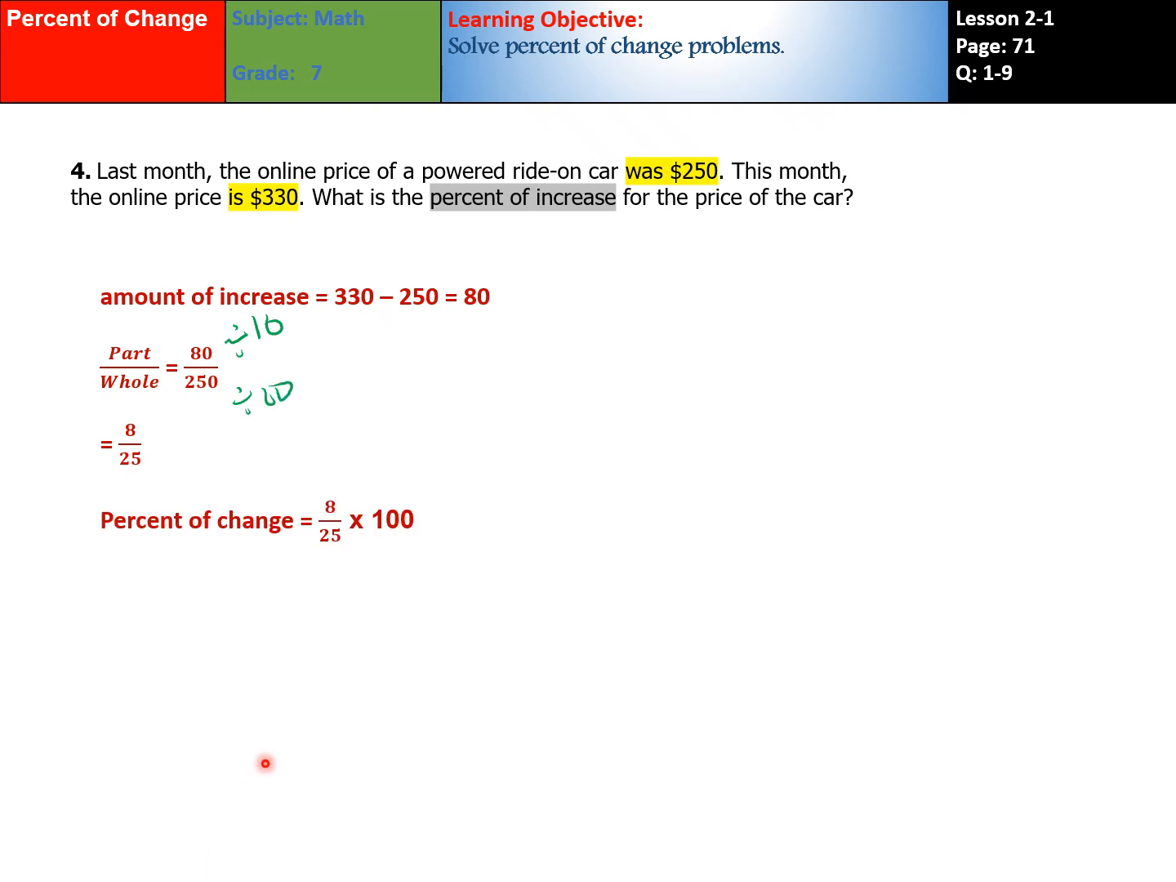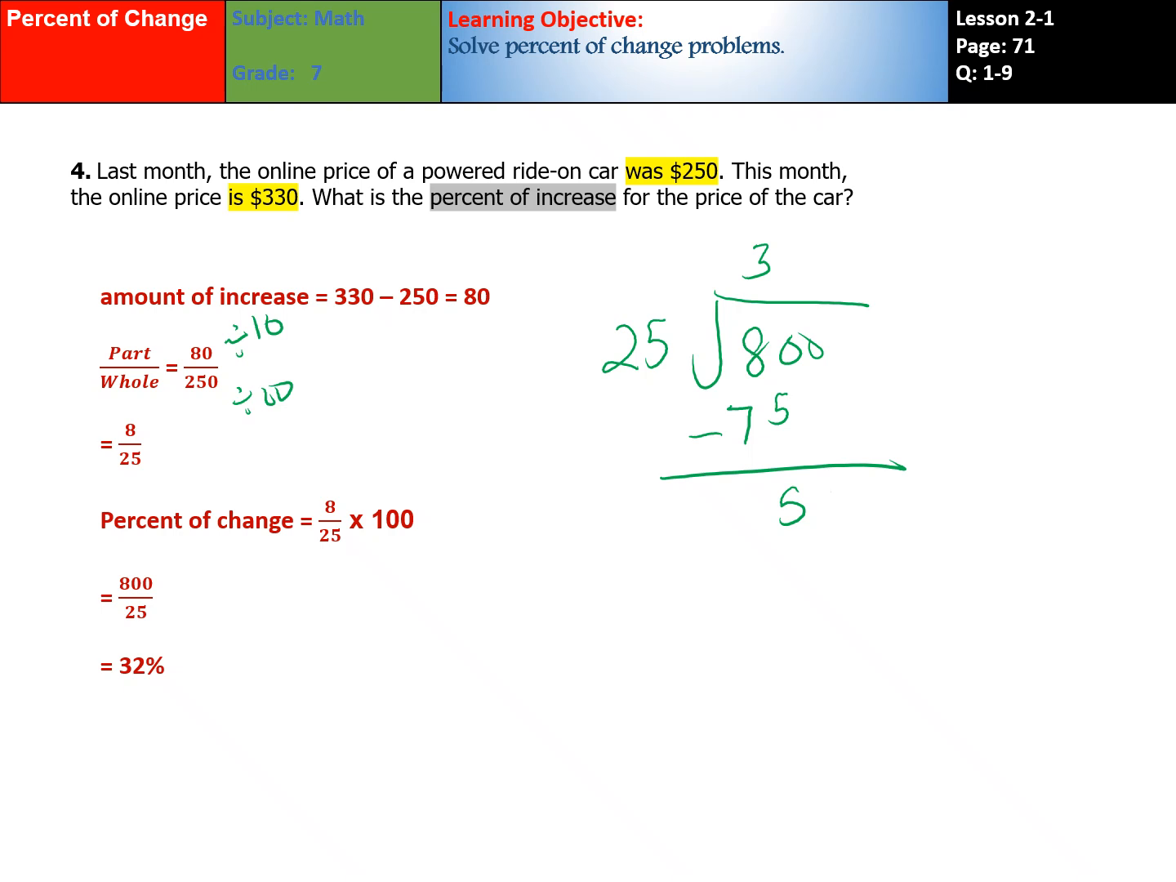Now we will multiply 8 over 25 by 100. 800 over 25, do long division. If you want, I can show you. 800 divided by 25, as we know that 25 times 3 is 75. 80 minus 75 is 5, bring 0 down, 25 times 2 is 50. So this is how we got 32. So the amount of increase is 32%.